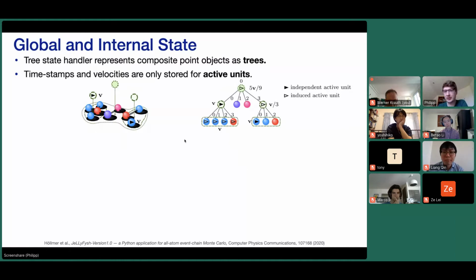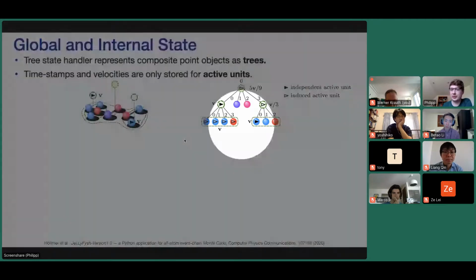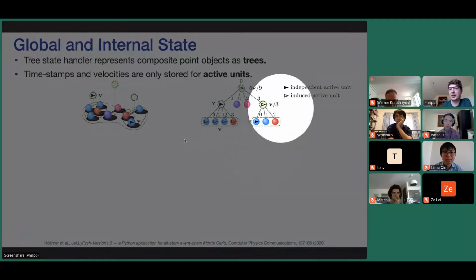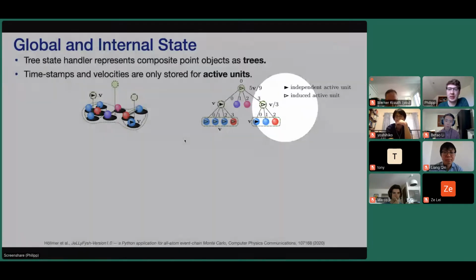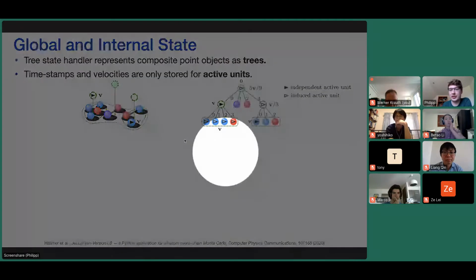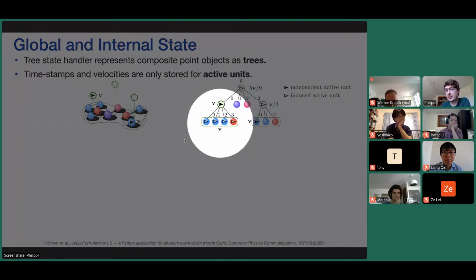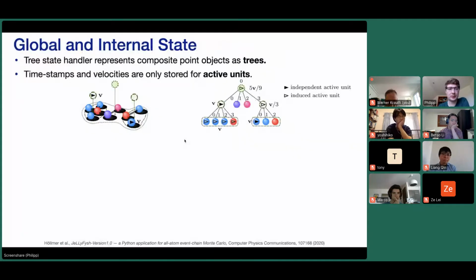This tree structure allows us to choose independent active units on different levels of our tree. So what we can do on one hand is, okay, we choose an active atom down here, which moves with some velocity, and this will induce some motion of the composite point objects to which it belongs. So this is the right branch here. What we can also do is to not choose the atoms active, but we can just say, okay, let's make a composite point object active here with V. And this will then induce the motion of all its atoms and also of the composite point object it belongs to.